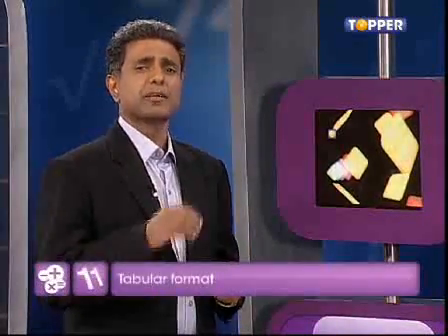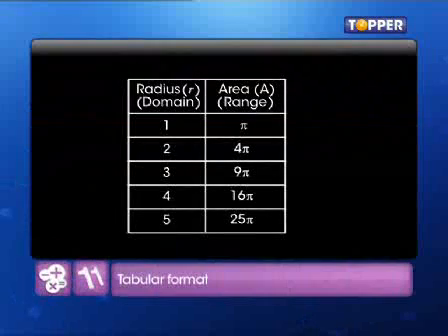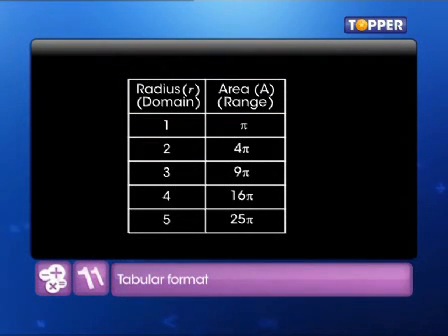There are 5 different methods to represent a function. The first and the most straightforward one is called the tabular format. Here a function is represented by a pair of columns from left to right, as in a table, where no element is repeated in the first column.